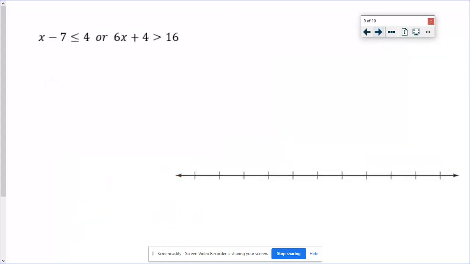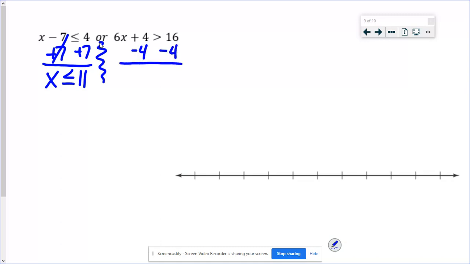All right, last problem. These two inequalities, again, they are not combining. I would get rid of the 7. So I've got that x is less than or equal to 11. And on the second part of this, I would subtract this 4. 6x is greater than 12. Divide by 6.